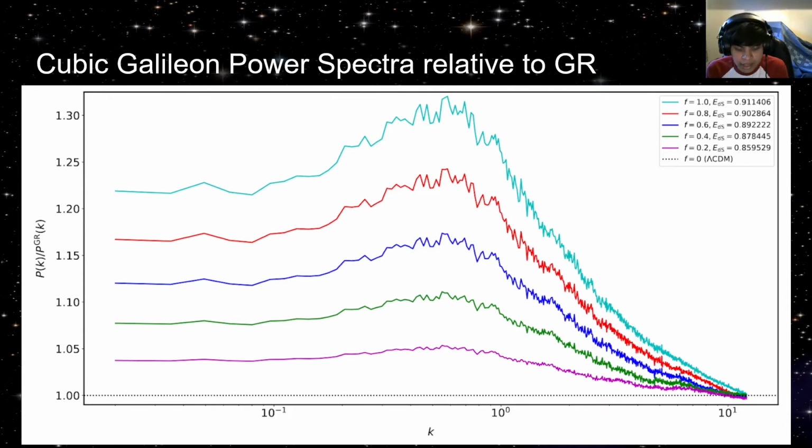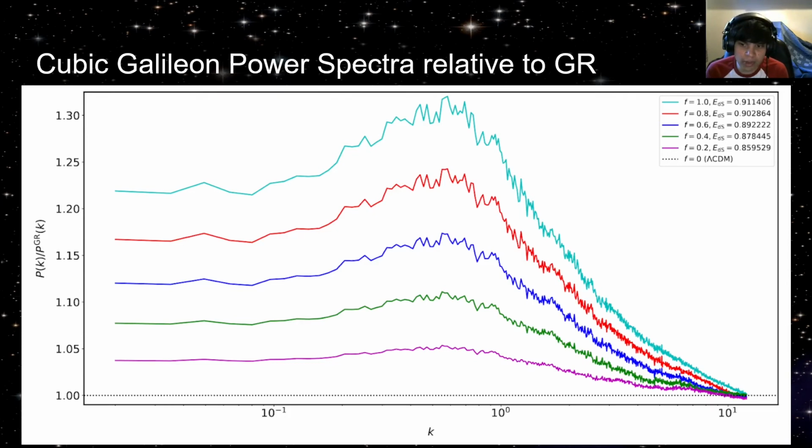So let's just discuss a few of the features being shown here. First of all, to the left of all of these curves, we can see that there's a roughly flat region for the curve. So this is the scale-independent, large-scale modification that the cubic Galilean predicts. We then see that there's a scale-dependent part where the curves all rise to a peak, and then they fall back down again.